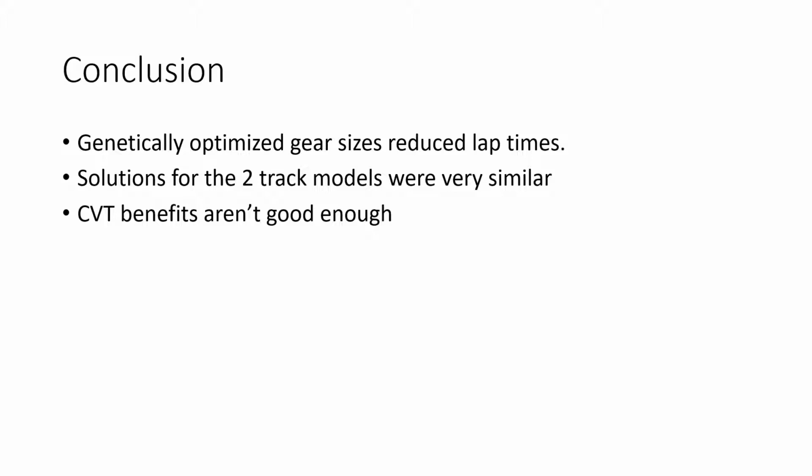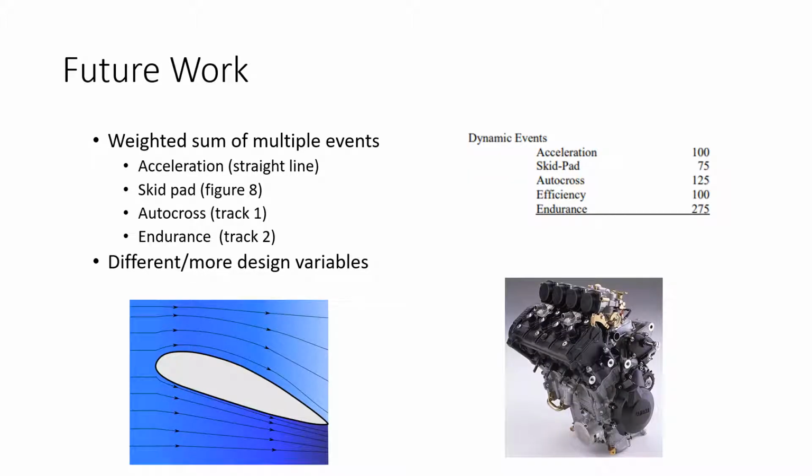The optimized gears from the first racetrack were fairly similar to the optimized gears from the second track, so it appears that a single set of optimized gears could be used for both. Although the CVT did save time, it will most likely never be selected because in real life they are complex and heavy. Some work that could be done in the future is to make a weighted sum function to encompass all the events in the competition so that total points can be maximized.